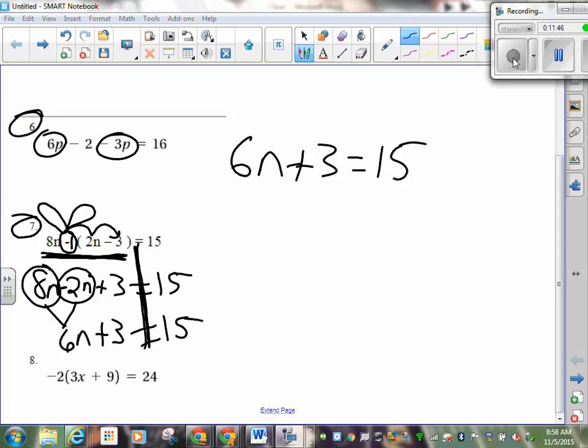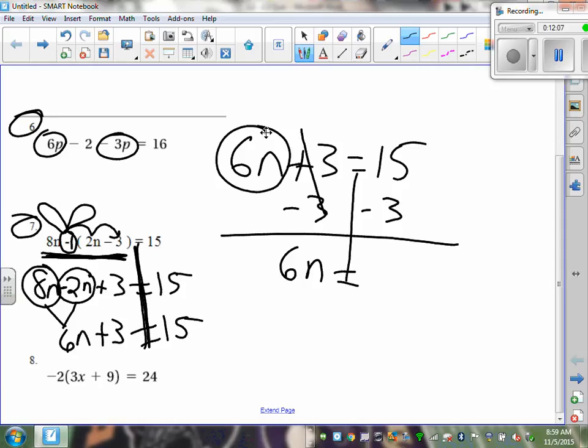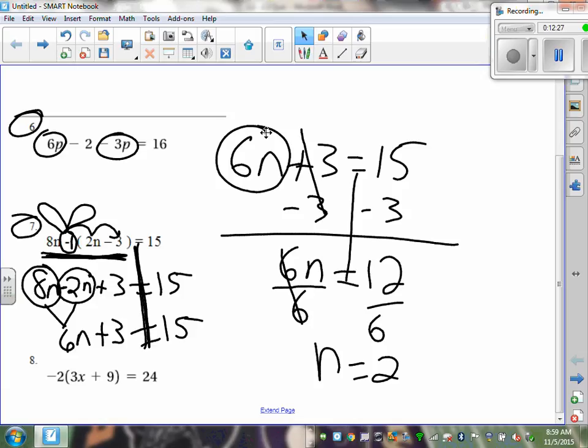Okay, now, as always, circle, draw my wall. That circle tells me to start on that side and do what's next to it. What was it? Yes. Subtract 3 from both sides. These cancel, and I get 6n equals 15 minus 3, which is 12. All right, now, for the final answer. What do I do to get the final answer? Yes. Divide by 6 on both sides. Those cancel, and n equals 2. And that is the answer.